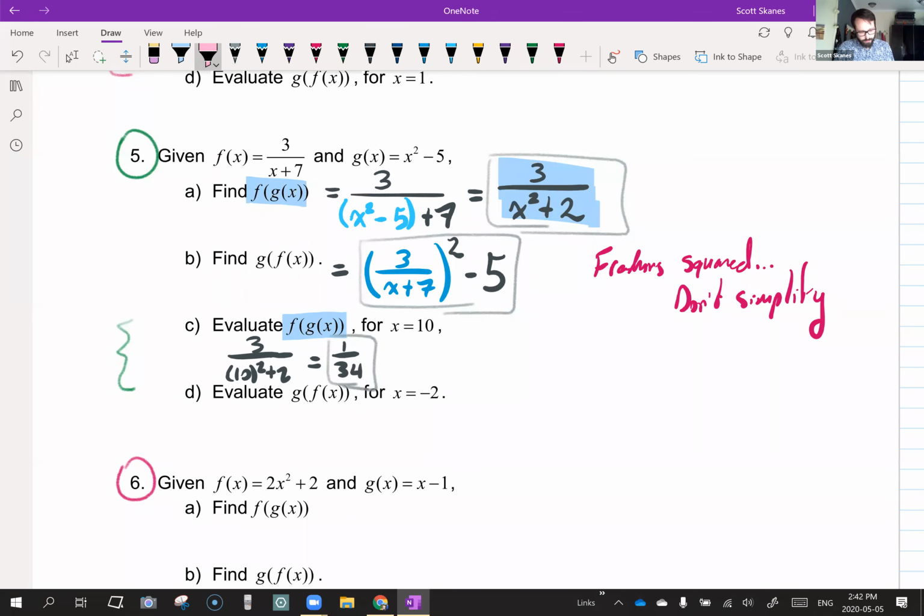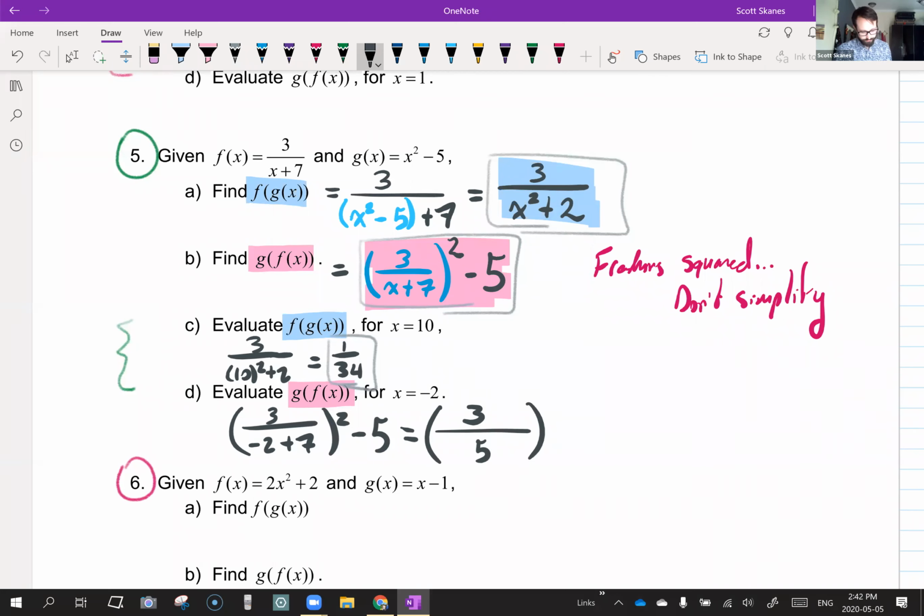For the last one, g of f of x is this guy. In this question, I need to put -2 in for when I see the x's. And now you can see the benefit of not simplifying it. I'm just going to say 3 over (-2 plus 7) squared minus 5. I'm going to do the brackets first. Remember BEDMAS, brackets first, exponents next. That's 3 over 5. I'm going to square that and then take away 5. That gives me 9 on top, 25 on bottom.